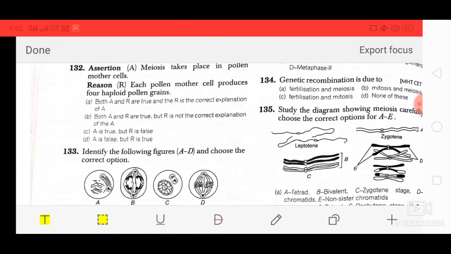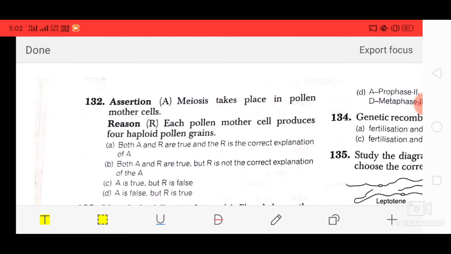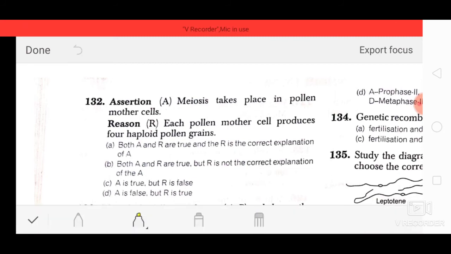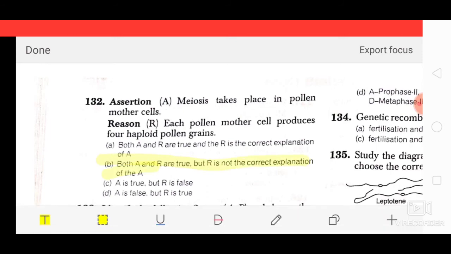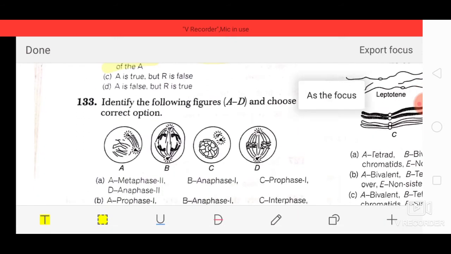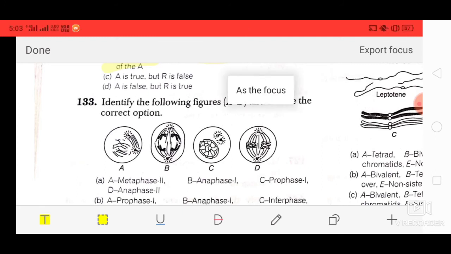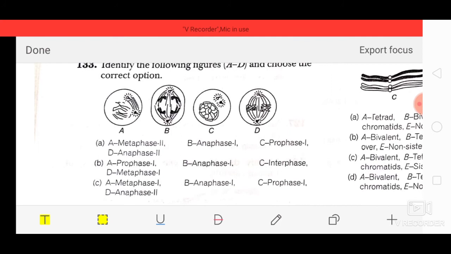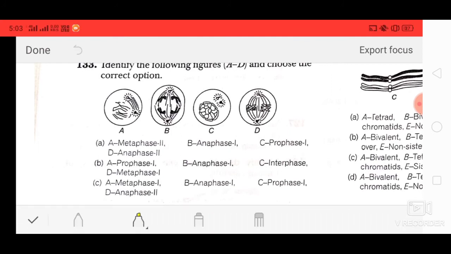Assertion and reason question. Assertion: meiosis takes place in pollen mother cell. Reason: each pollen mother cell produces 4 haploid pollen grains, and the correct answer of this question is option number B, that is both assertion and reason are true, but reason is not the correct explanation of assertion. Okay, next is identify the following figure and choose. यानी figures को देखकर हमें phase decide करना है, and the correct answer of this question is option number B, that is A is prophase 1, B is anaphase 1, C is interphase, and D is metaphase.